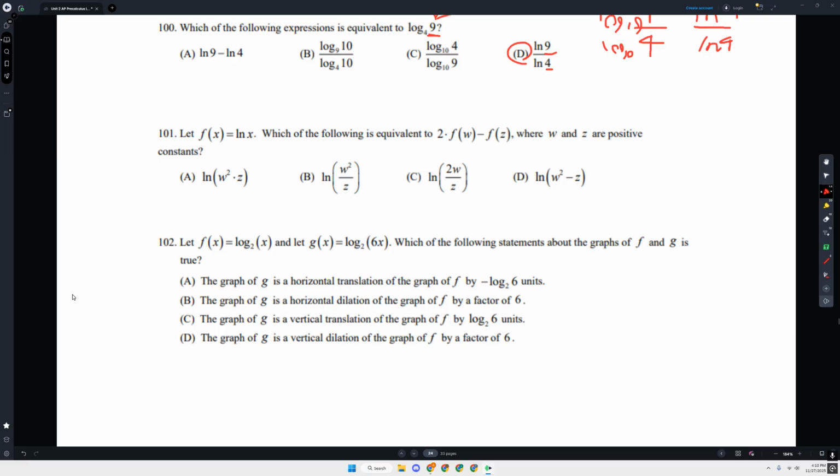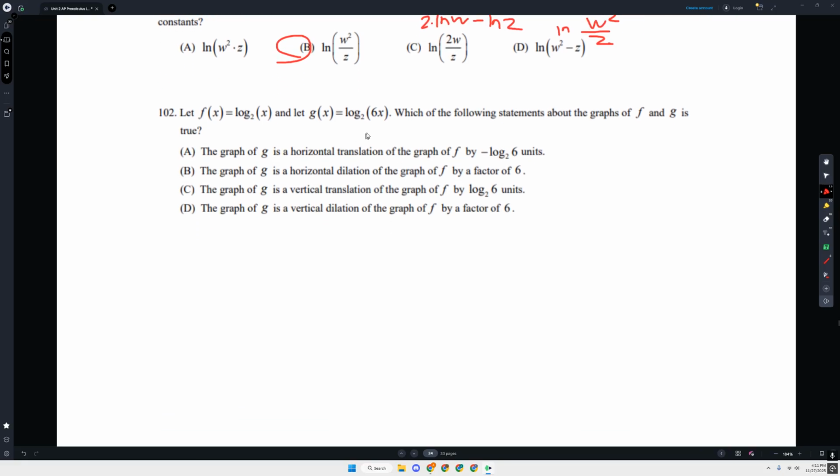For 101, it would be using our log rules. And pretty much it says we're plugging in w. So this would be 2 times ln of w minus ln of z, which should be ln of w squared divided by z, and we're just going backwards from our old rules. For this one, we're going to be using multiplication. So we're saying log 2 of 6 times added to log 2 of x, which should be a vertical translation because we're adding it on the outside.